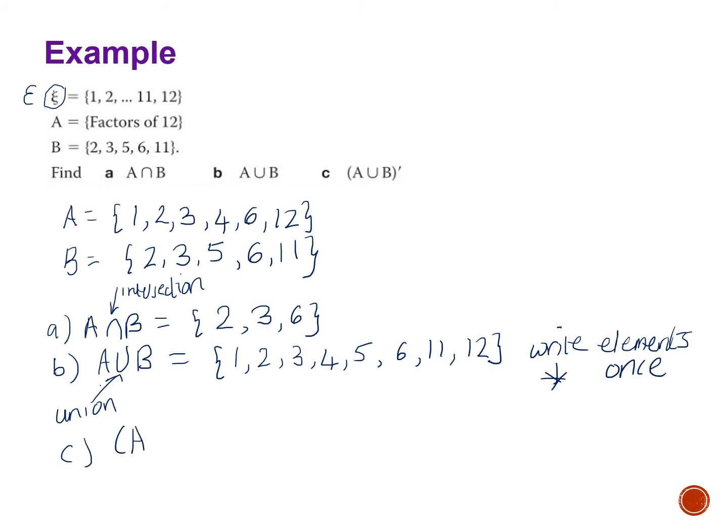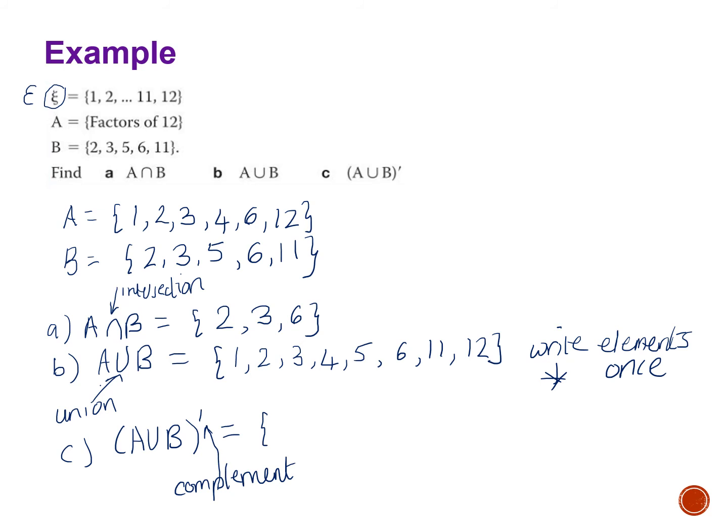A union B, dash. Remember what the dash meant? That meant the complement, or it means things that aren't in the thing that's in the bracket. So in words, this would be the elements that aren't in A union B.